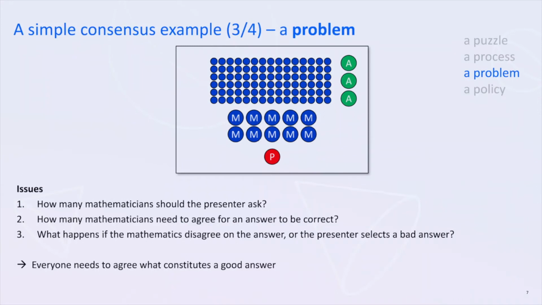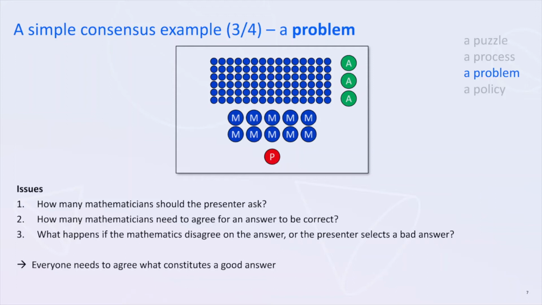Now, there can be multiple issues with this particular scenario. One, how many mathematicians should the presenter ask? So should I ask all the 10? Should I ask 2 mathematicians for the answer? Should I ask 8 of them for the answer, 6 of them for their answer? That can be one point. Second, how many mathematicians need to agree for an answer to be correct, right? So out of a quorum of overall 10 mathematicians, what is that minimum number I should look for to arrive at consensus? Whether it should be 5, it should be 6. That if 6 people are agreeing to a particular answer, we should go ahead with that answer, right?